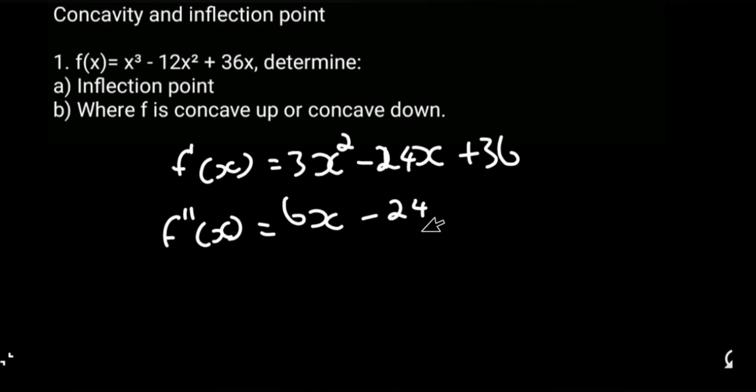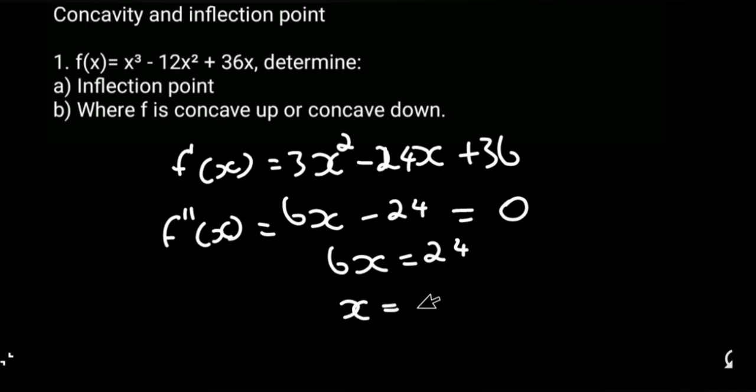Then the inflection point occurs at a point whereby the second derivative is equal to 0. Now let us solve for x. So it's going to be 6x is equal to, if you transpose negative 24 to the other side of the equation, you're going to get positive 24. And if you divide both sides by 6, you're going to get x is equal to 4. 24 divided by 6 is simply 4.